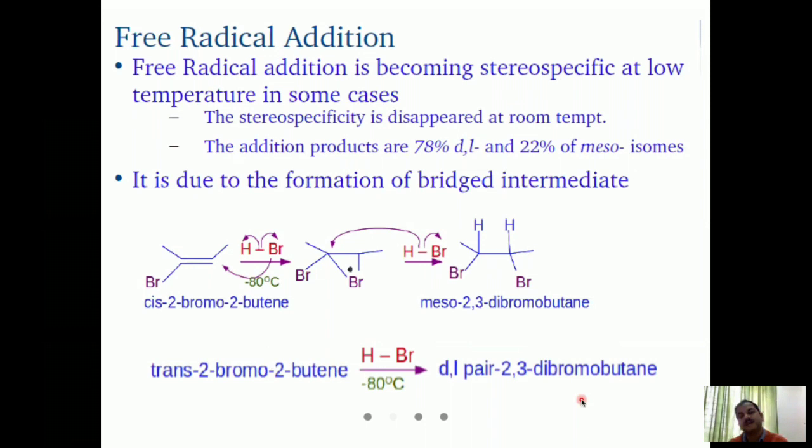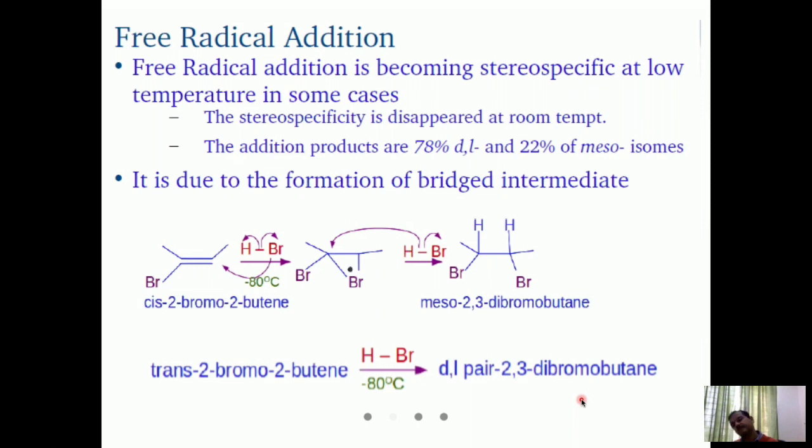Free radical reactions can become stereospecific in some cases, and this disappears at room temperature. At room temperature there is a possibility of stereospecificity, but usually these are stereoselective reactions.